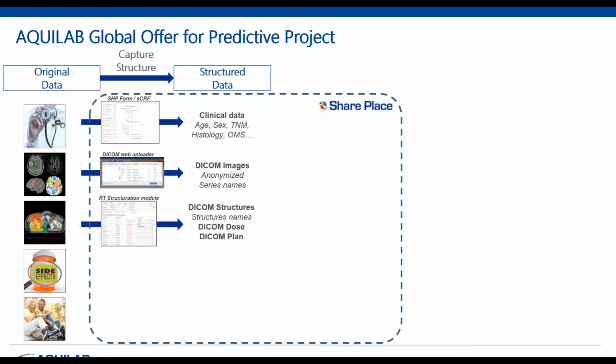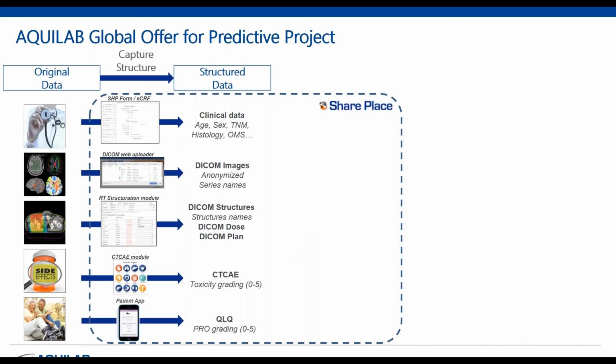For radiotherapy data, a main concern, especially if we have studies with different countries, is to harmonize the structure names. So we have a module which automatically renames the structures in order to have access, for example, to the lung, no matter where the data are coming from. For side effects, we also have a module to do the CTCAE grading, to have something also structured in terms of side effects. And for the patient, we developed a patient app and a platform called Patient Place to be able to also structure the patient reported outcome based on a quality of life questionnaire.